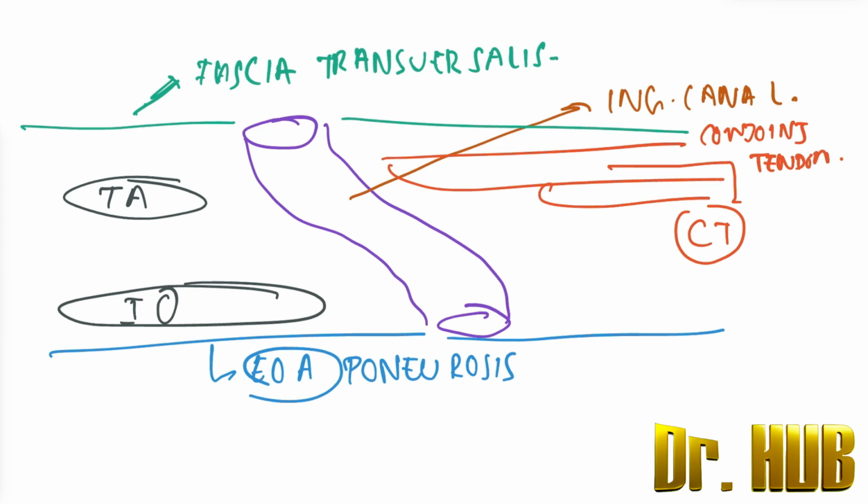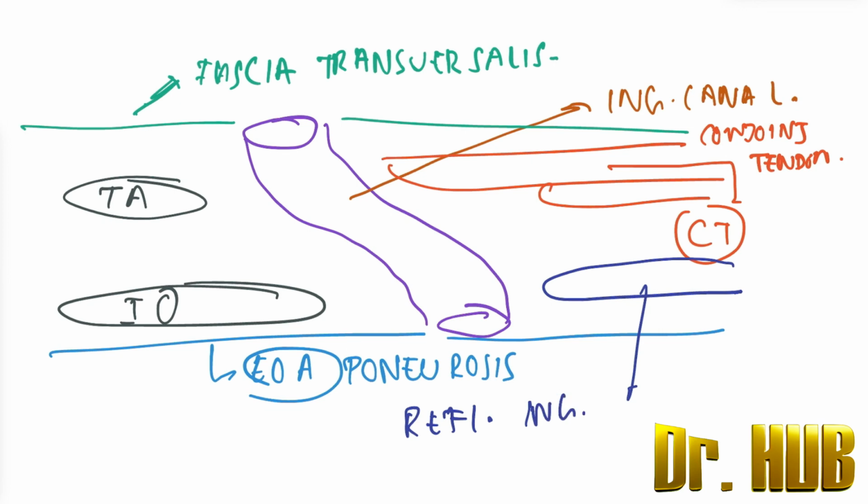Then at the bottom there is a reflected part of the inguinal ligament. So this is the reflected part of the inguinal ligament.